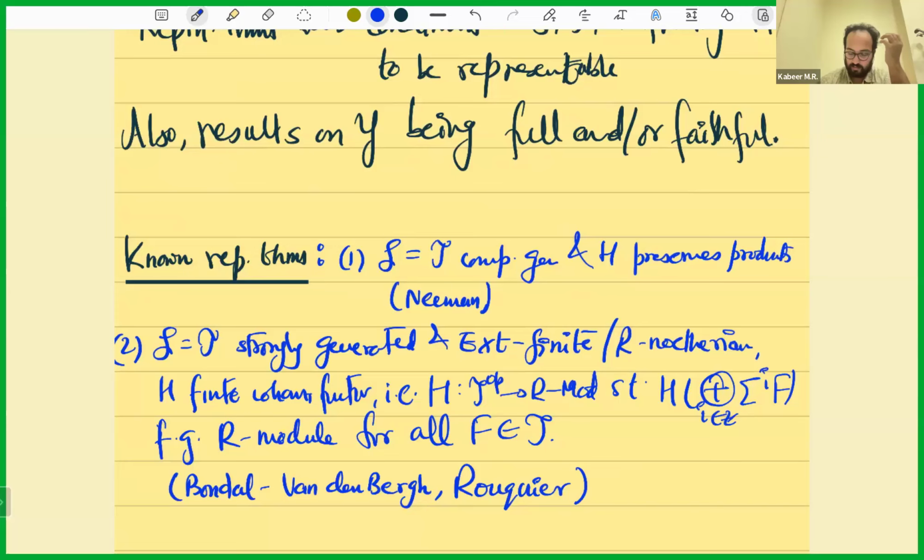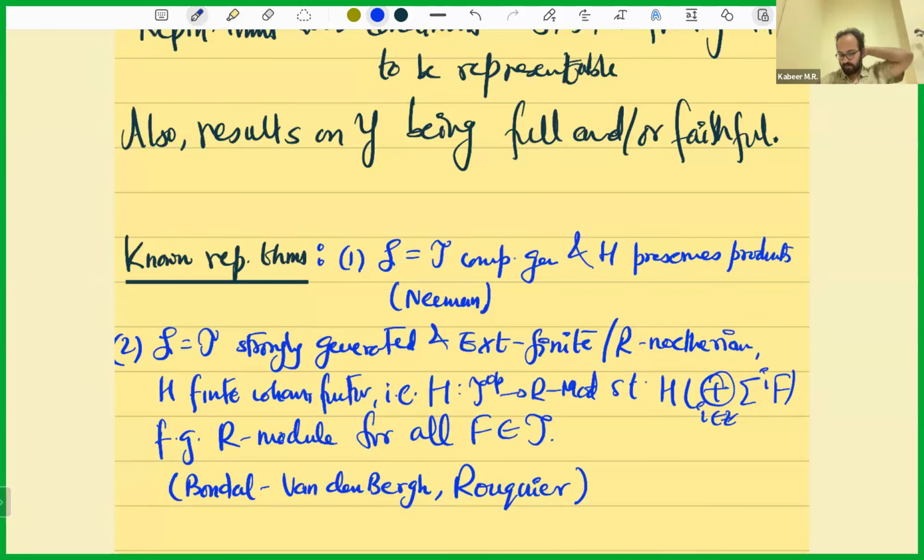The first is the result by Neeman in '96, which says that the situation is that S is equal to T and is compactly generated, and H preserves products. Then H is representable. This sort of follows the same argument as Brown's original result in homotopy theory.